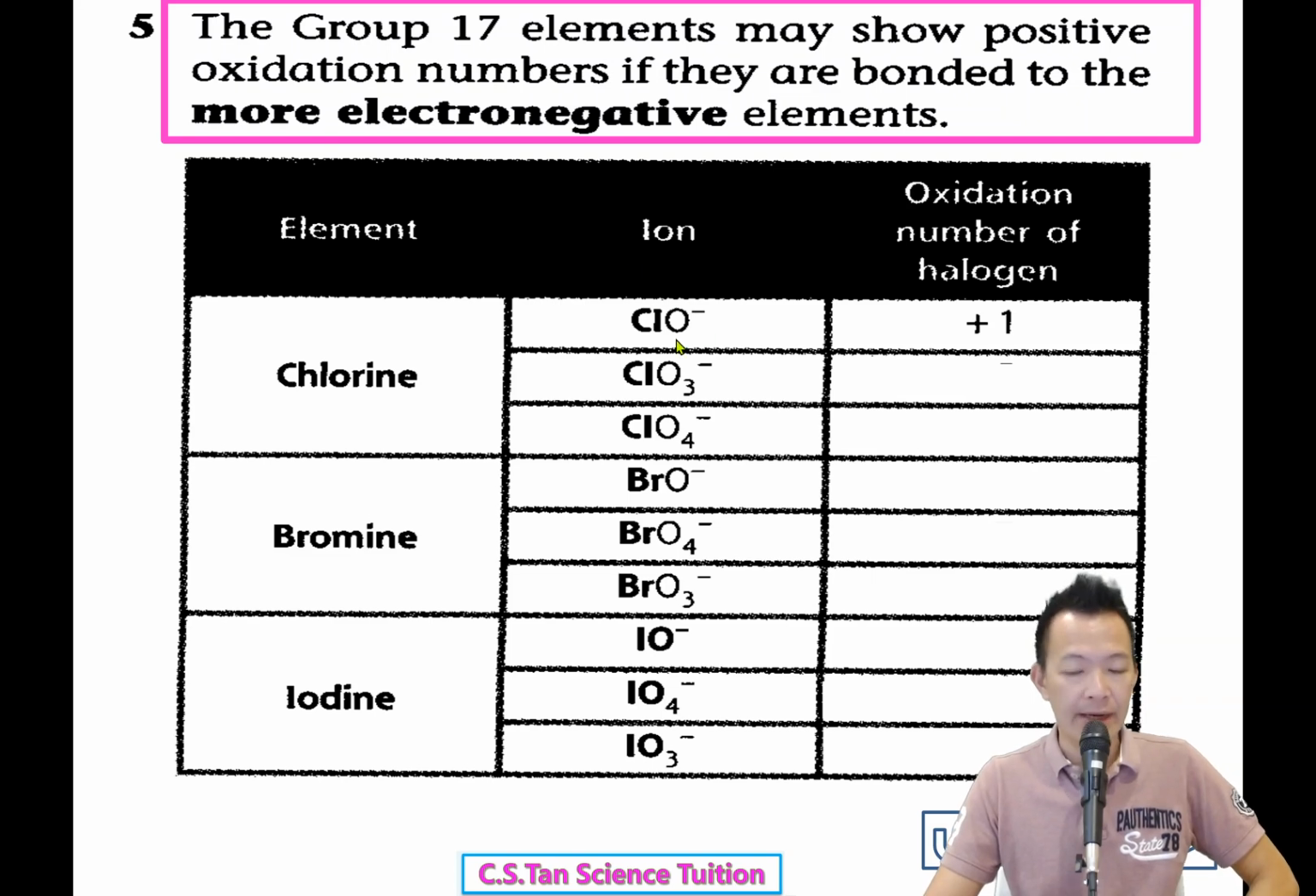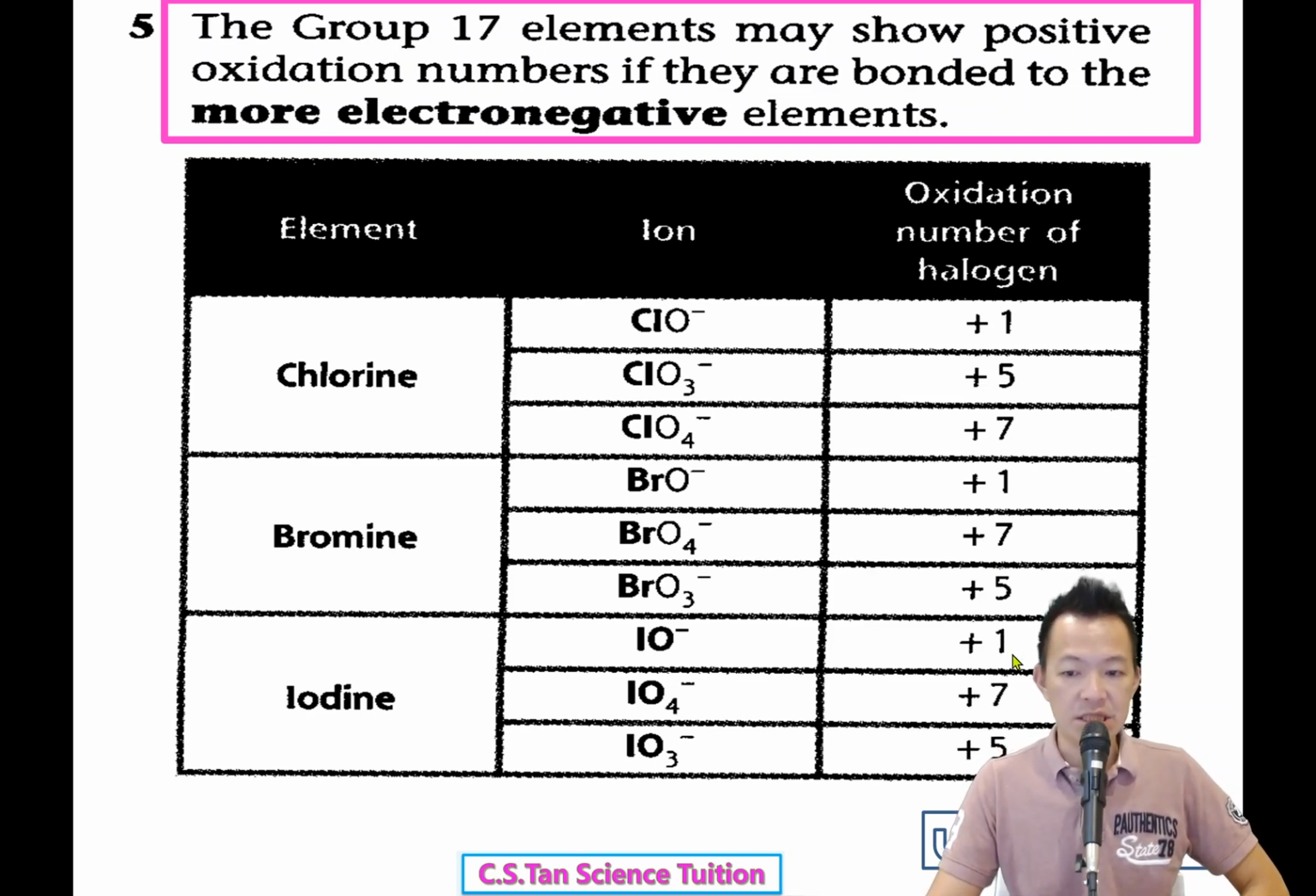So chlorine, it can be positive 1. Even it can be positive. Bromine also, it can be positive 1, positive 7, positive 5. Iodine also the same, understand? So group 17, sometimes the oxidation number becomes positive. Don't be surprised, don't scare yourself. Okay, so this is some of the rules that you should know before you start the calculation of oxidation number.